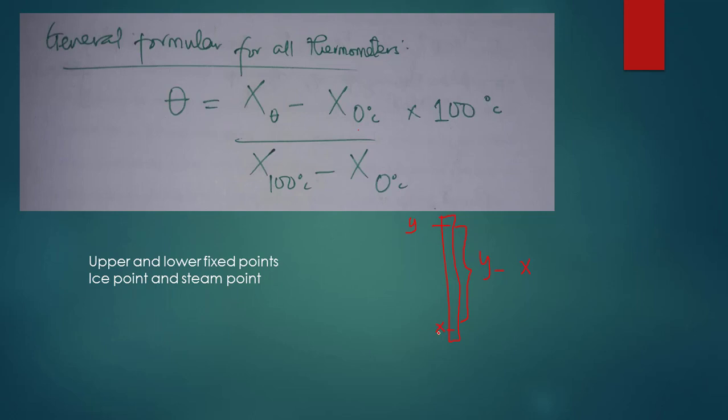Lower fixed point yetu inaweza ikawa ni 2. Kwa kama hapa ni 2, hapa ni 5. Maana yake length ya hapa katikati ni 5 minus 2. Kwa katikati hapa ni 3, sio tena 5. I think you can get me clear. So suppose tumeweka thermometer yetu katika temperature fulani, ikapanda reading yetu ikasoma hapa, let us say hii ni Q.